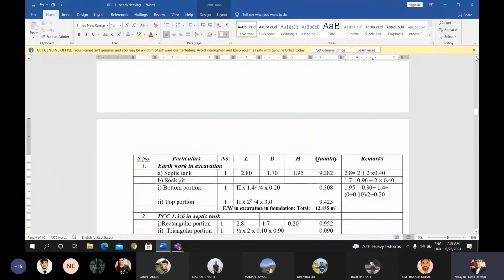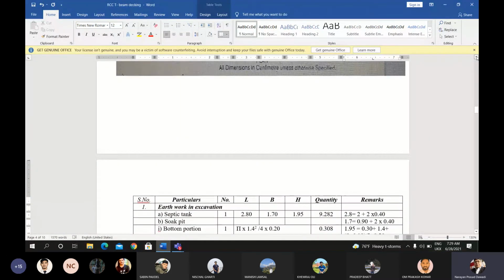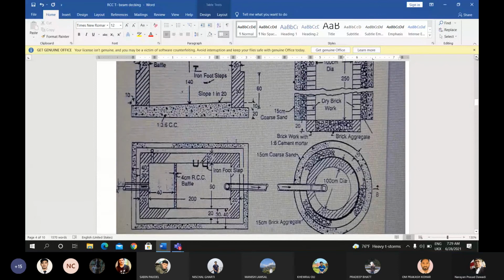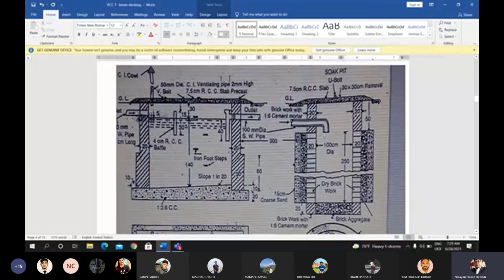How is this height calculated? Look at this figure. The depth of excavation is generally from the ground level to the base of the PCC. After this depth, you have to calculate the height. From ground level to this depth is the total depth of excavation.